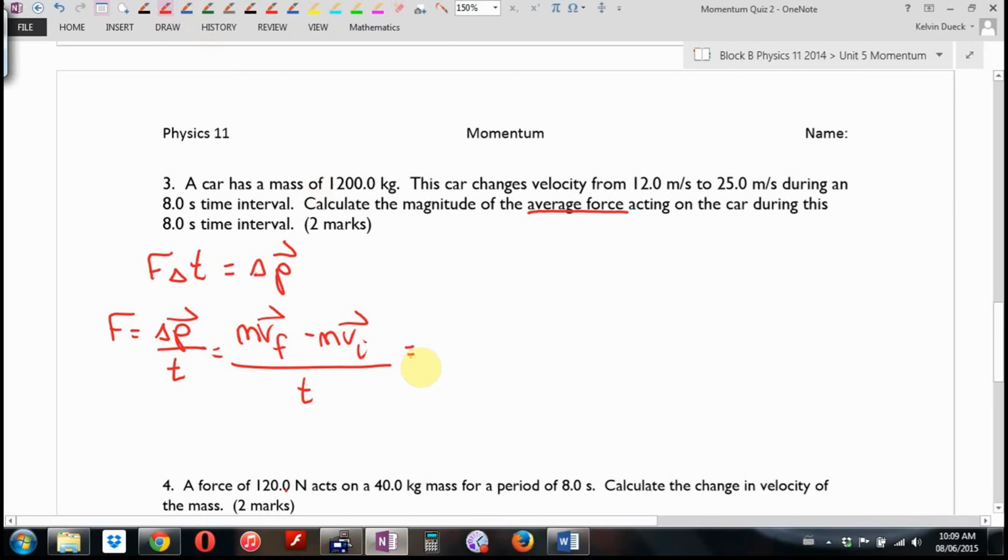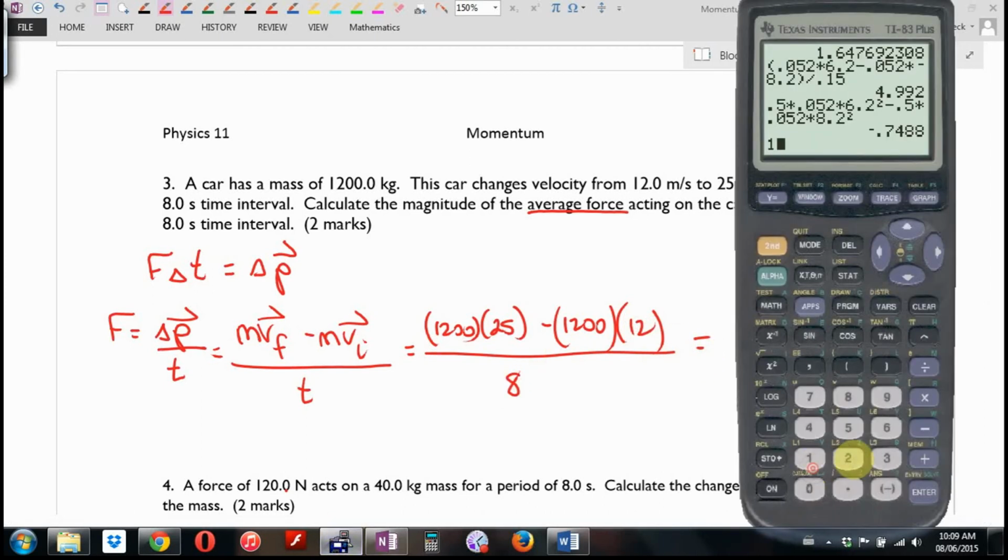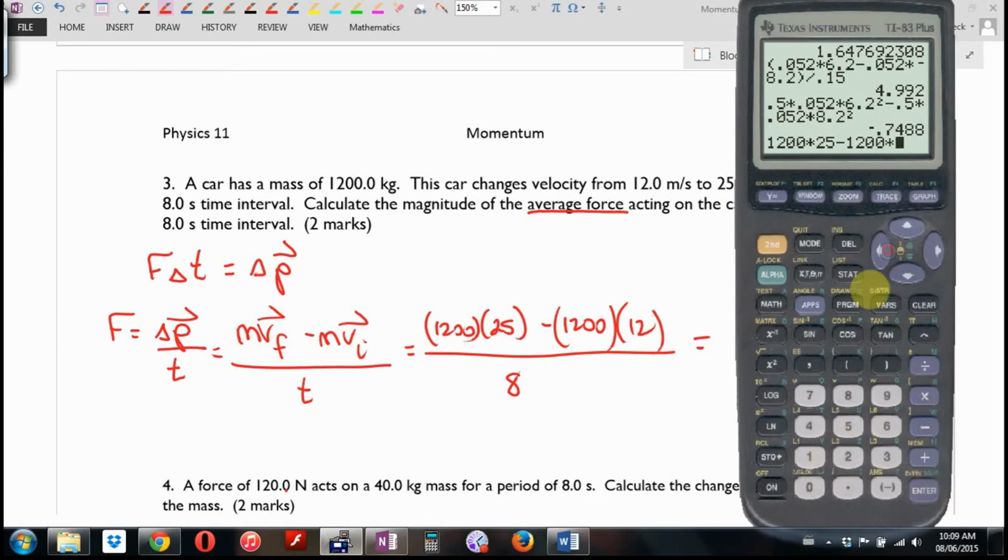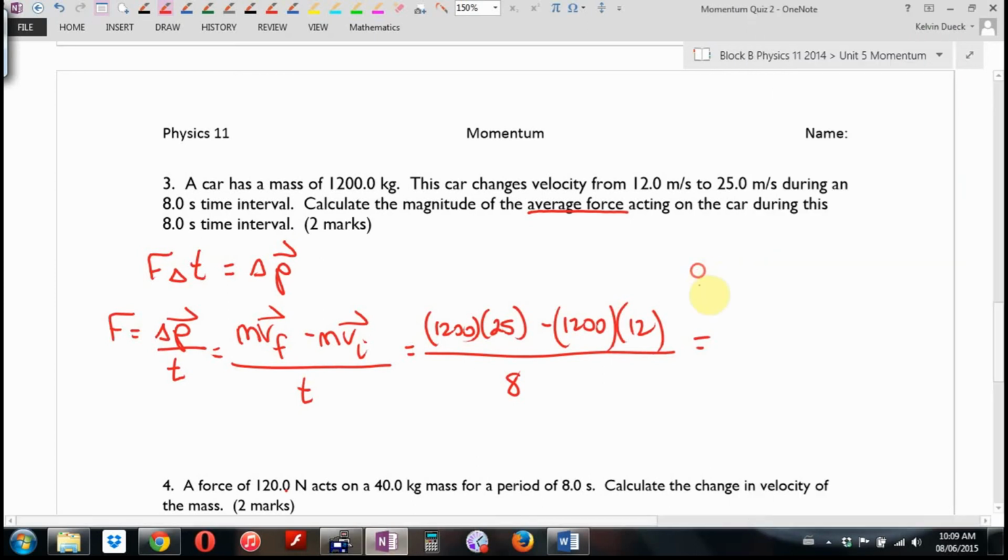It's going to be mass of the car, final velocity, minus mass of the car, initial velocity, over 8 seconds. I forgot to put brackets, didn't I? So I'll hit equals divided by 8. You get 1,950 newtons. And I just asked for the magnitude because I didn't give you any directions.